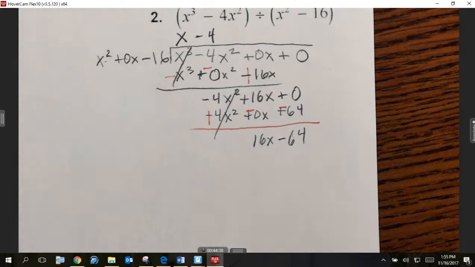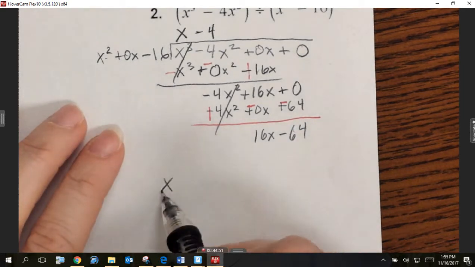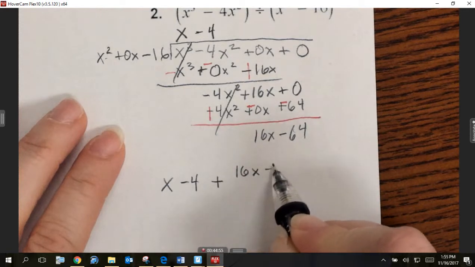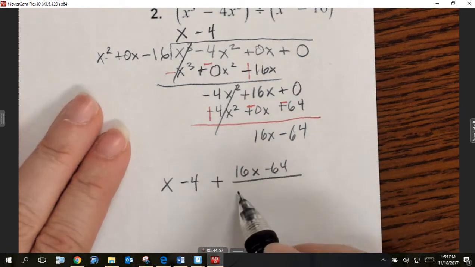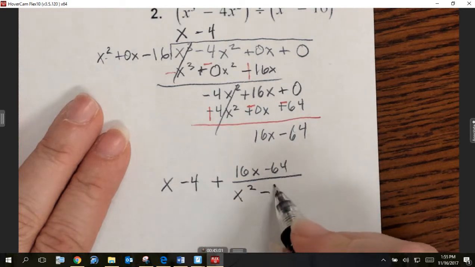Is there another power of x to bring down? Nothing else to bring down, so what does that tell me? That's my remainder. So I'll write my quotient as x minus 4 plus my remainder, 16x minus 64, over my divisor, which I'm going to write in its original form, x squared minus 16.